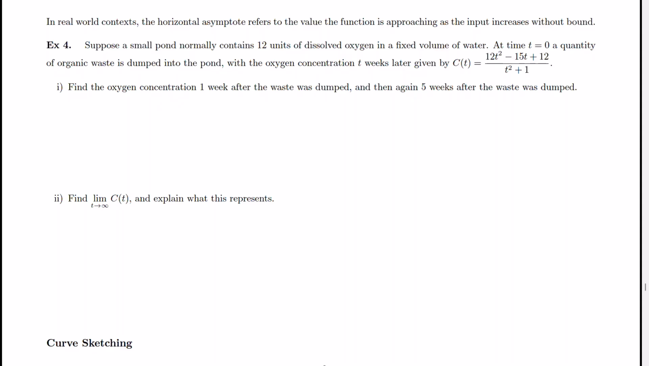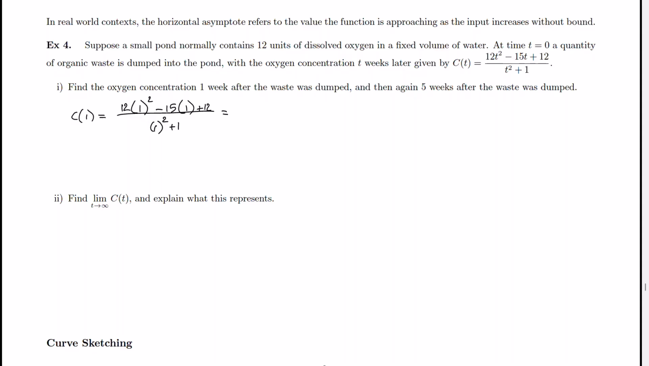So they want me to find the oxygen concentration 1 week after the waste was dumped, then 5 weeks after the waste was dumped. So the concentration level of oxygen is given by this function, and they want me to figure out what happens if I plug 1 into this formula, and then what happens when I plug in 5. So C of 1 is a pretty straightforward procedure. You're just going to replace all the t's that you see with 1. So 12 times 1 squared minus 15 times 1 plus 12, all divided by the denominator, which is 1 squared plus 1. You can plug this into your calculator, but you don't have to.